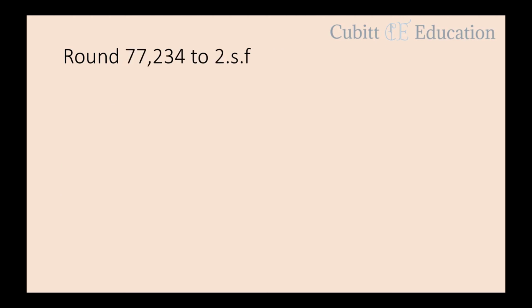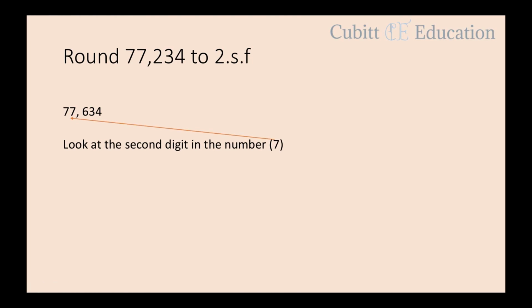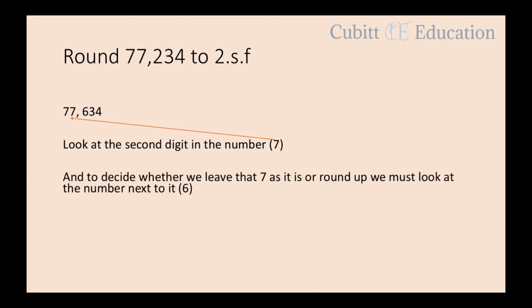Let's look at this example. 77,234. Okay, I've put 634 here by mistake. We'll use the 6. Okay, so we look at the second digit, which is a 7. And we need to decide whether that's going to stay a 7 or change to an 8. So we're going to look at the number next to it, which is a 6. Okay, so just ignore this. We're doing this one. My error, sorry.